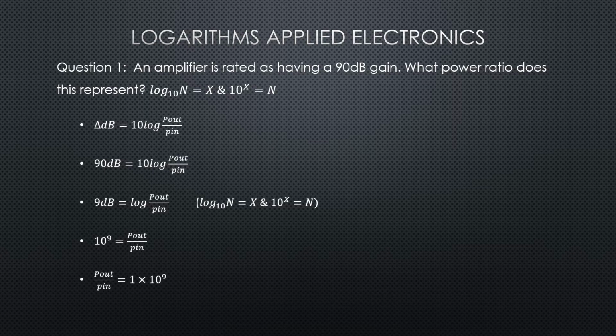And we just want to rewrite that so it's pretty. We've got a power out over power in. That is our power ratio, and it is equal to 1 times 10 to the 9th power.